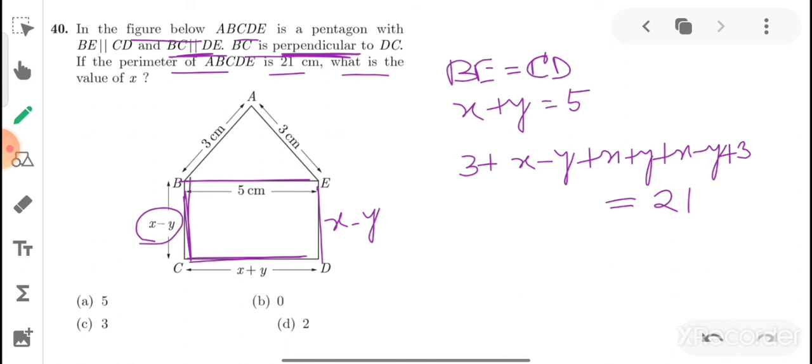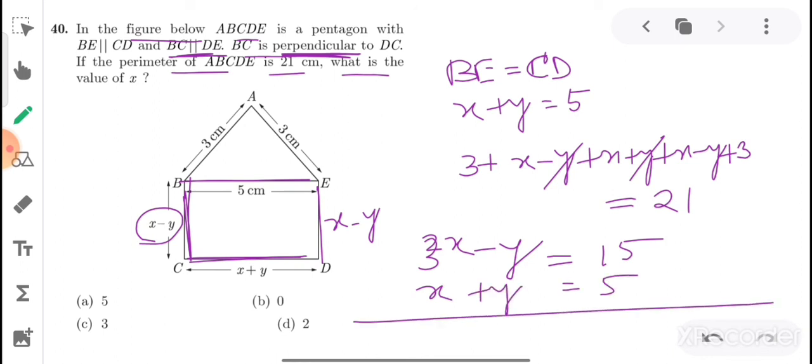Then the second equation will be 3x minus y equal to 15, and it is the first equation. Then 4x will be 20 and the value of x will be 5. Okay, this is the full paper. This is the last question.